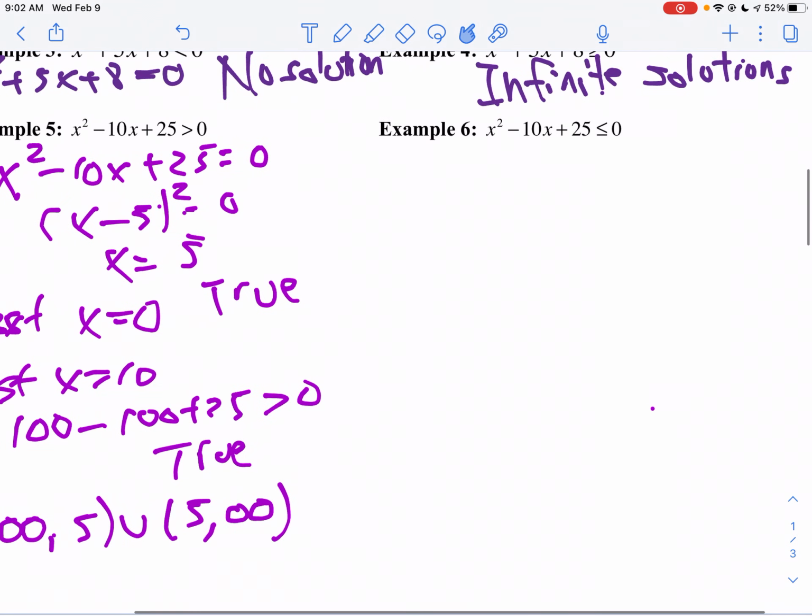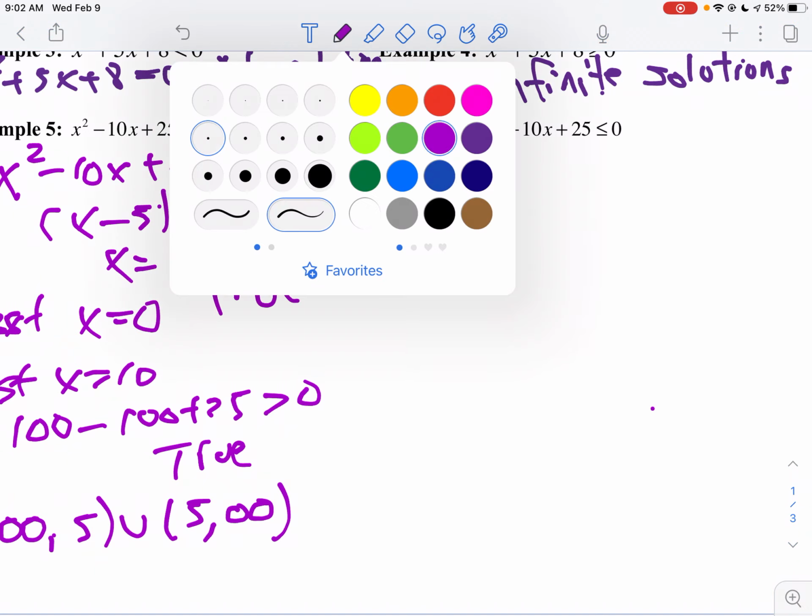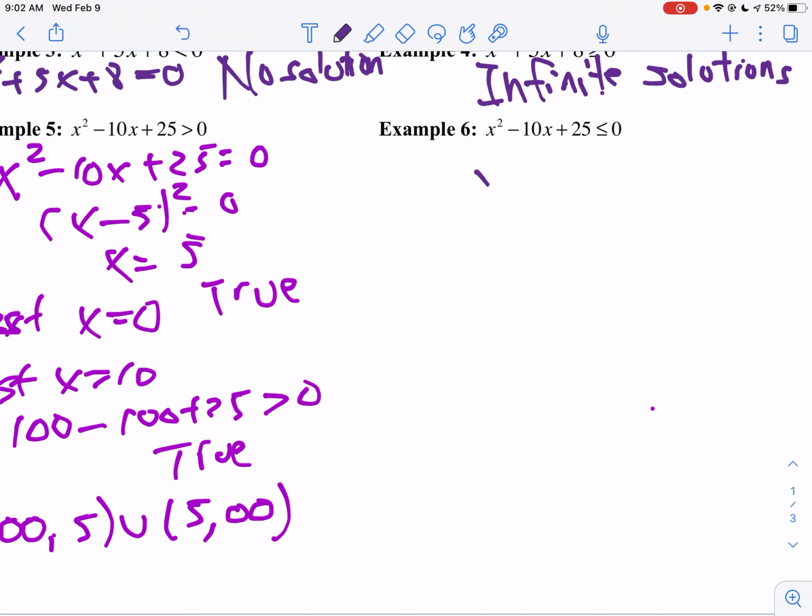And then if I look at example 6, it's kind of backwards. It's less than or equal to 0. Well, the only time it equals 0, we know from what we just did, was when x equals 5. We do not have an inequality here. You have one solution because any other time it's greater than 0. So it's never less than 0, and it's equal to 0 when x is 5. So there's our solution.